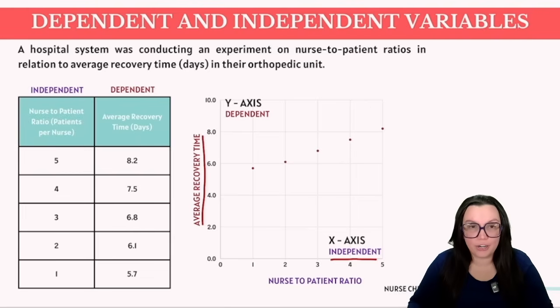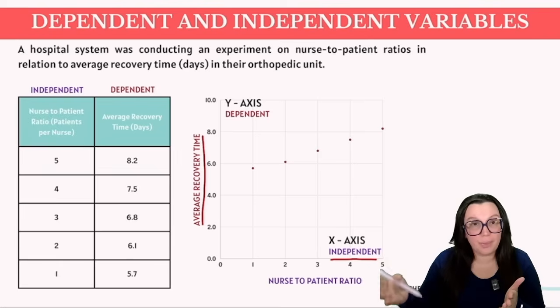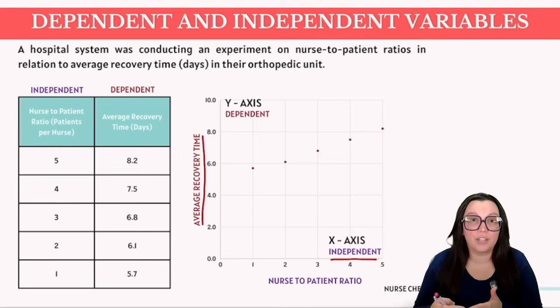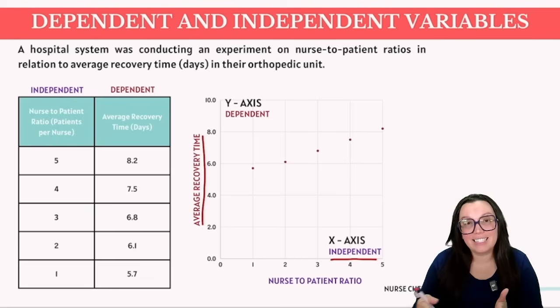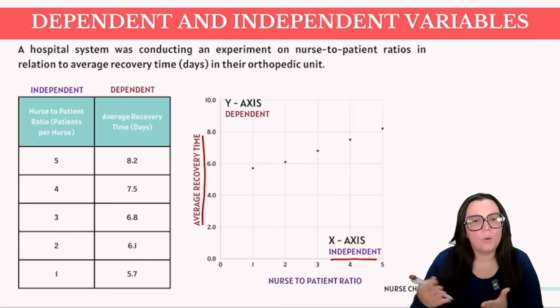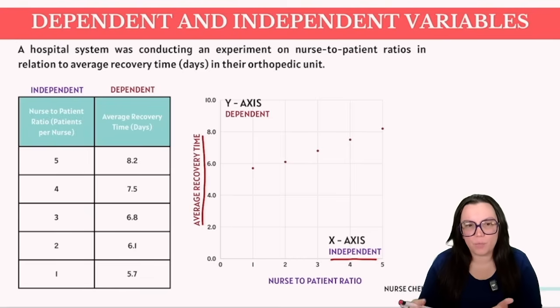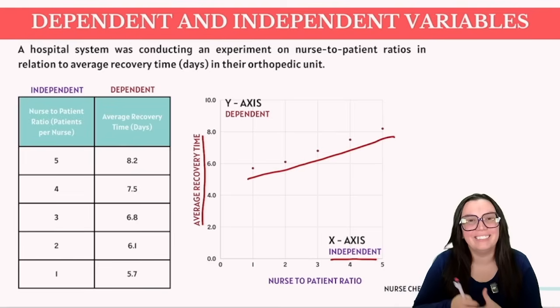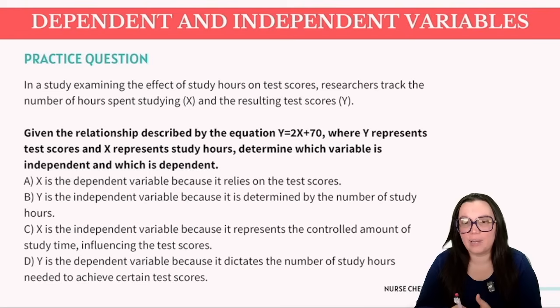As you can see down here on our graph, the higher the nurse-to-patient ratio is ultimately going to increase the average recovery time for our patients. Lastly, to test our knowledge from before, what kind of relationship do we see when we're looking at these two variables? Is it linear, exponential, or quadratic? That's right, you've guessed it, it's linear because we have a straight line. Good job!